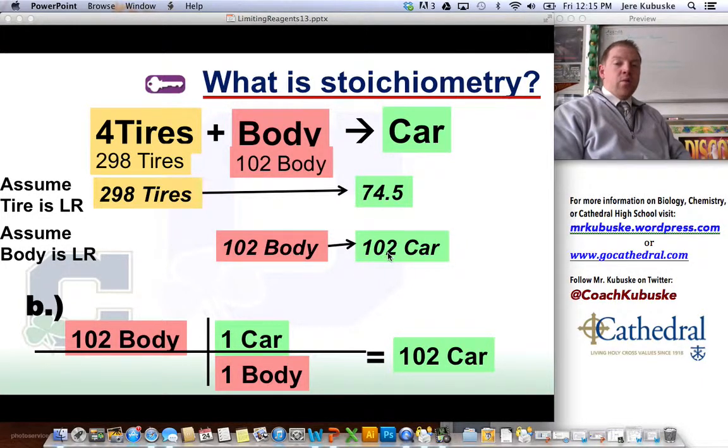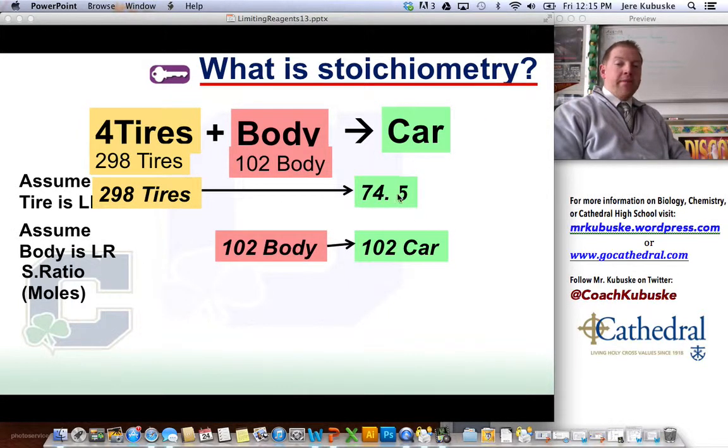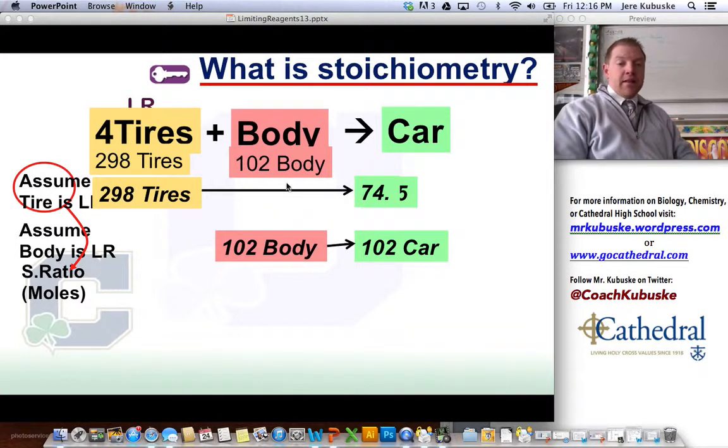So which one produces the least amount of cars? Is it the tires or is it the bodies? Well, obviously it's the tires. So the tires then are my limiting reactant, and I know my LR is covered up there, but I'm going to write LR up there to remind myself that that's the limiting reactant. So since that's the limiting reactant, everything on this line right here is true.